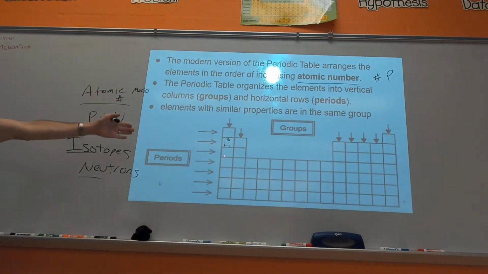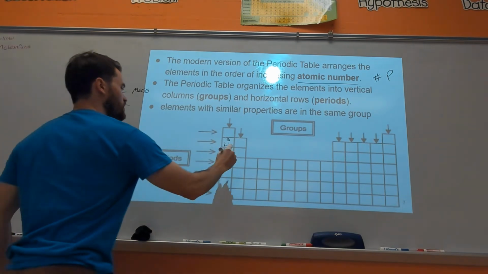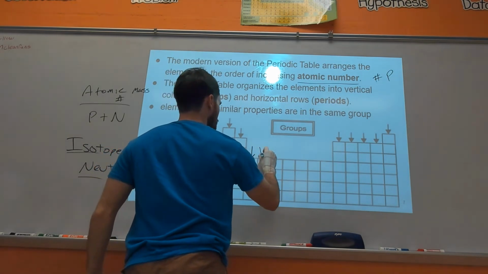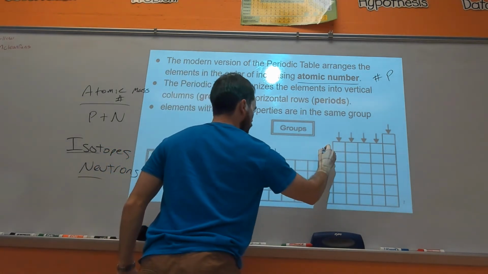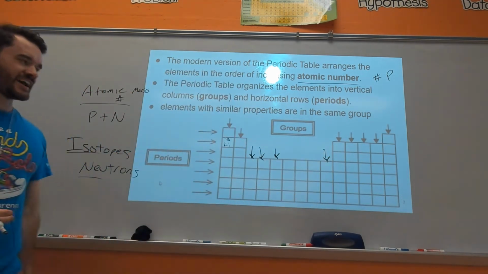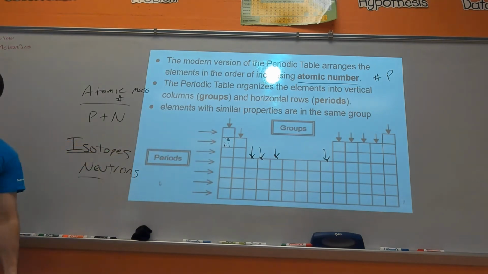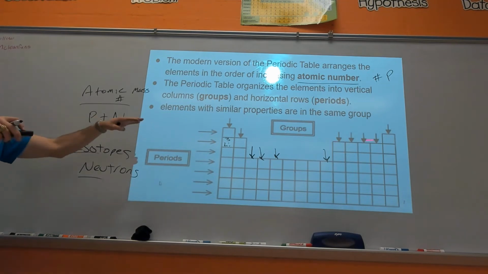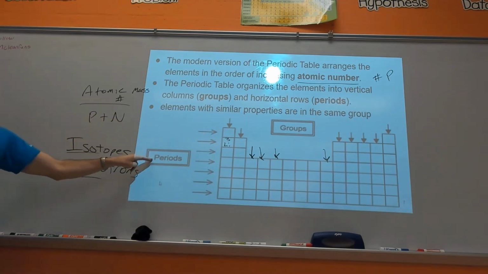The vertical columns, we call those groups. These are also groups, like all of these. I don't know why they didn't just put the arrows here. I guess they just got tired of putting arrows. They're like, yeah, I'm out. I'm not going to put any more arrows there. But these would also be columns right there. Okay? And then the horizontal rows, going left to right, we call those periods.